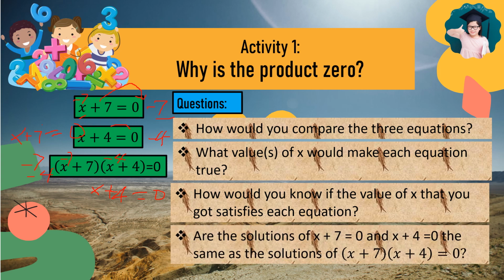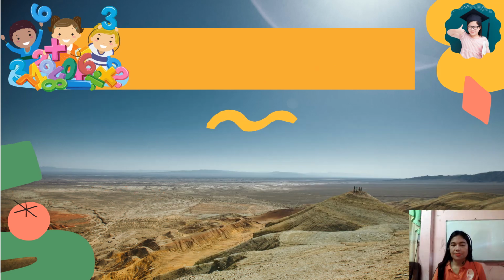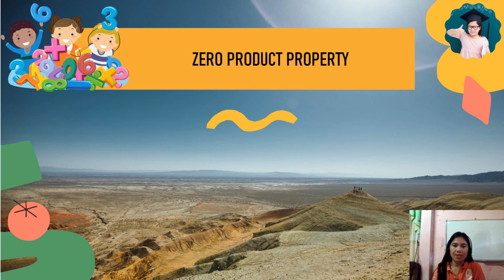Alright, so are the solutions of x plus 7 equals 0 and x plus 4 equals 0 the same as the solutions of the third equation? Look at the solutions. It's very clear. We have negative 7 and negative 4 on the first 2 equations, and you also have negative 7 and negative 4 on the third equation. So the solutions are the same. Alright, so where would activity number 1 lead us? The activity will lead us to the so-called zero product property.